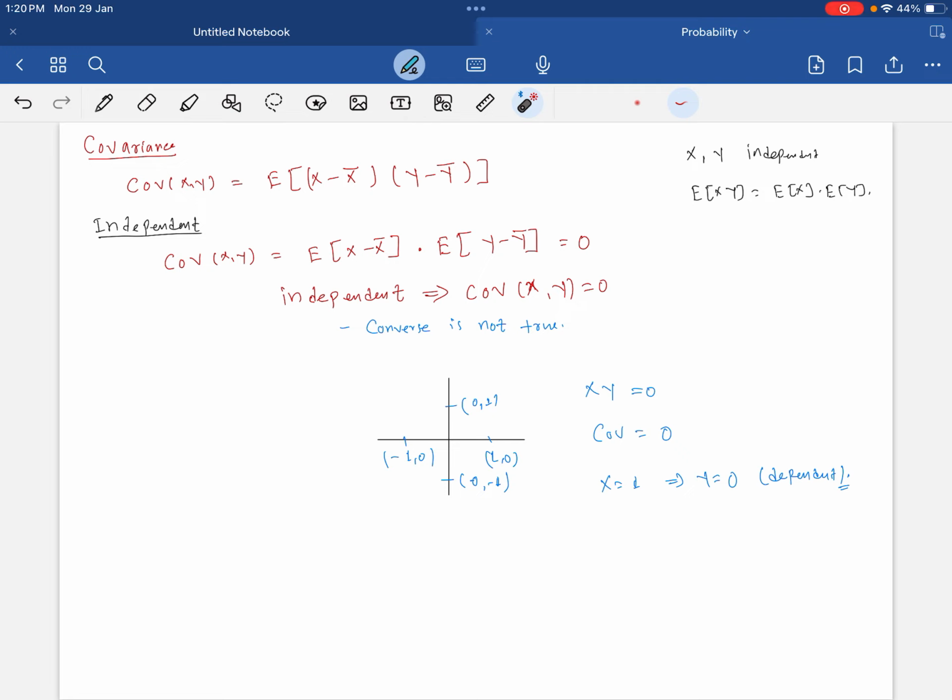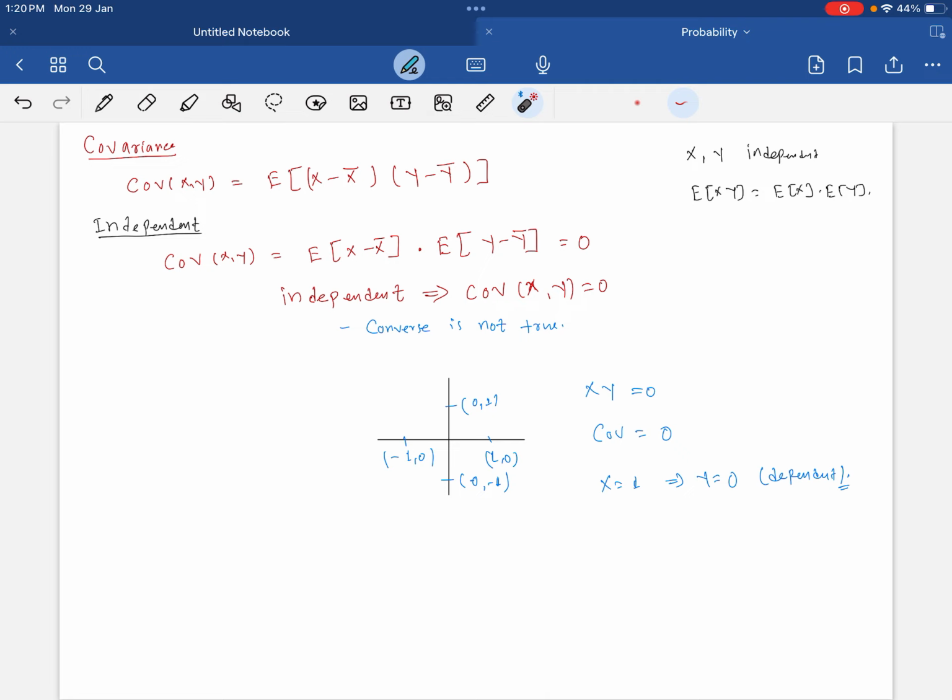But if you are calculating the covariance and you have no information about whether the two random variables are independent or not, and you found that the covariance is 0, then you cannot comment about their independence, right? Independence will guarantee that the covariance is 0, but covariance 0 doesn't guarantee that the two random variables will be independent. Let me just give you an example.